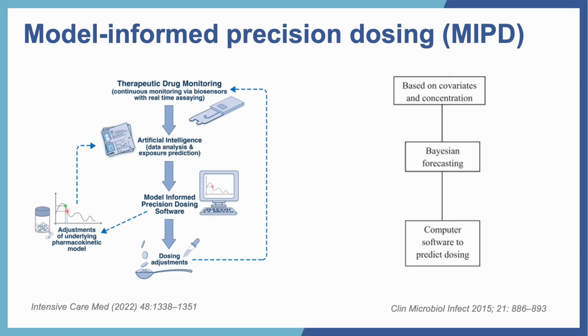Another option for tackling dosing challenges is using dosing software, which may facilitate optimized antimicrobial therapy. Using a Bayesian forecasting model based on the TDM sample and the patient-specific data such as renal function or weight, this software provides PK parameter estimates and also dosing recommendations. This is termed model-informed precision dosing.